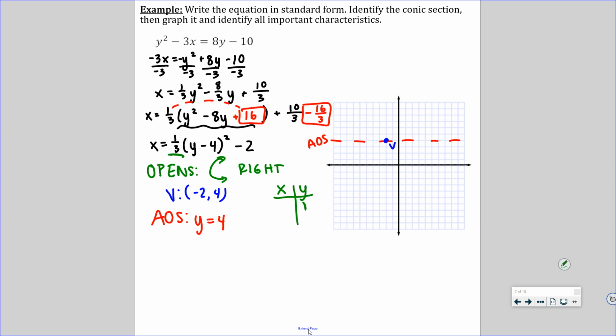When you have this one, you pick your y numbers, and this is weird, and then you get out your x numbers. So when I plug in 1, 1 minus 4 is negative 3, squared is 9. Times a third is 3, minus 2 is 1. So it's going to be the point (1, 1).